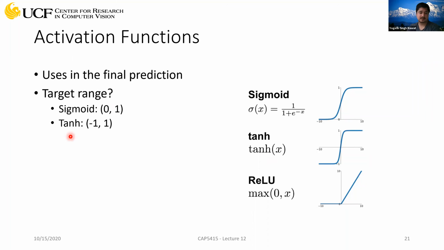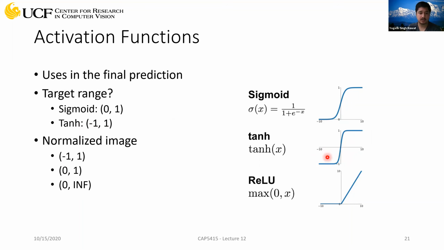Similarly, let's say you are solving a regression problem such as image synthesis. Ideally, the pixel values are between 0 and 255, but you usually normalize them between either 0 to 1, or between -1 to 1. If that's the case, then when you're trying to synthesize your image, your values should be in that range, so tanh is pretty useful. Again, if your target range is between 0 and infinity, which can also be a regression problem, then ReLU might be useful.